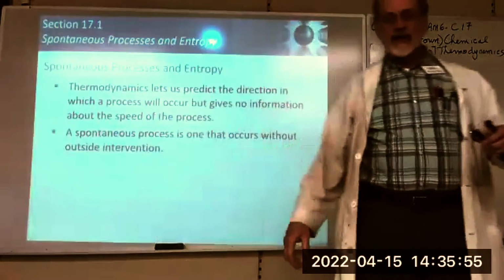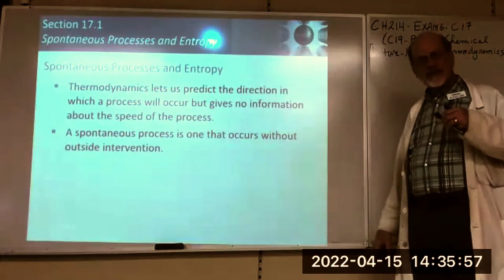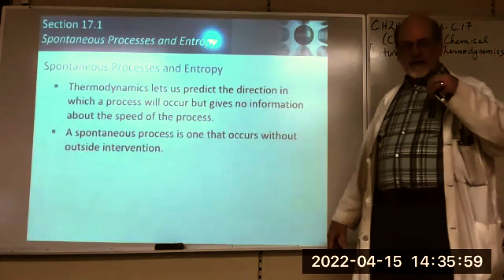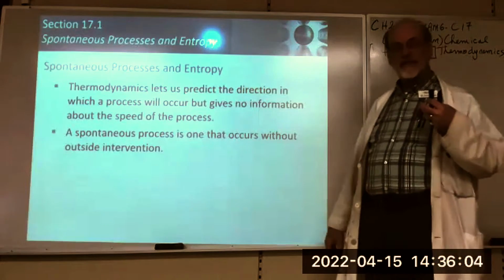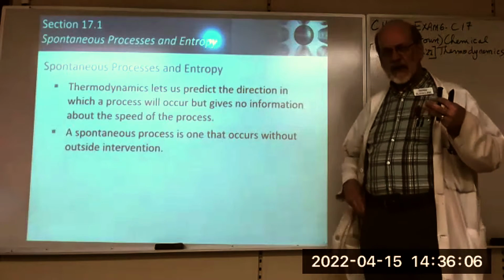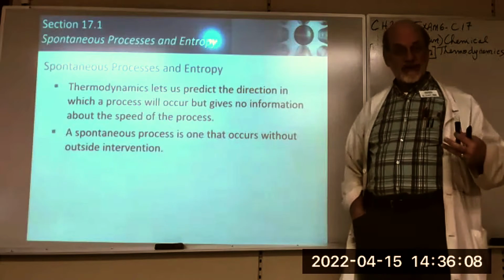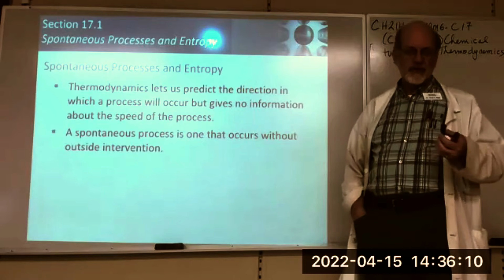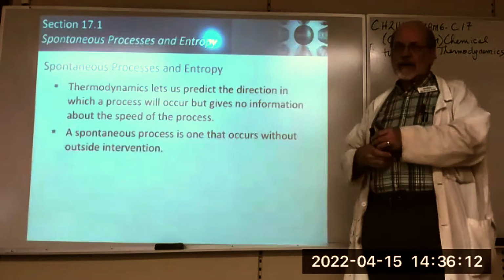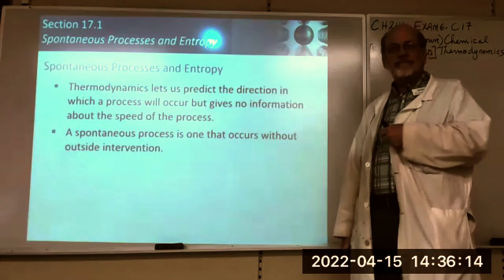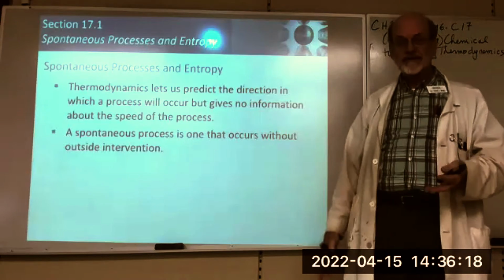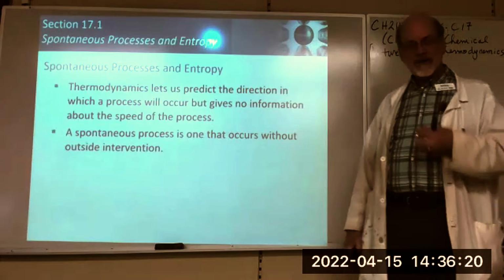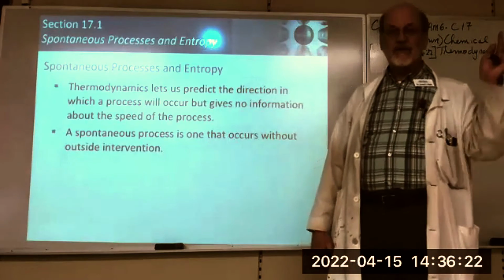So the example I like to use is diamond. Diamond is a very hard mineral, and it's an allotrope of carbon. It's pure carbon for the most part. And we think of it as being eternal, right? Carbon in the form of diamond will last forever.